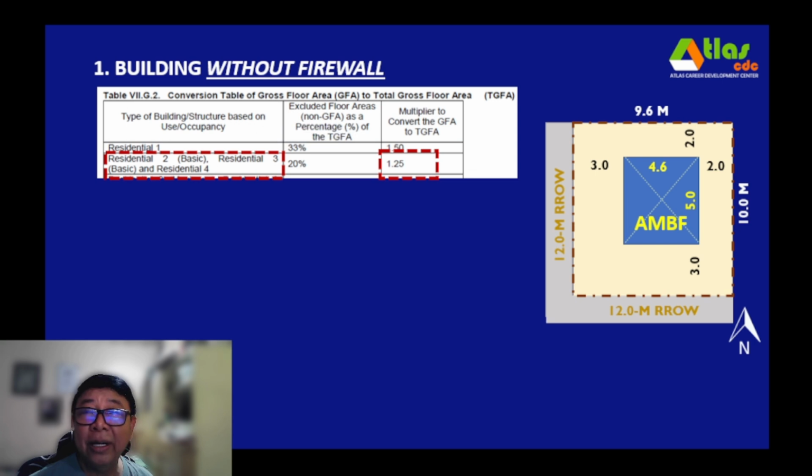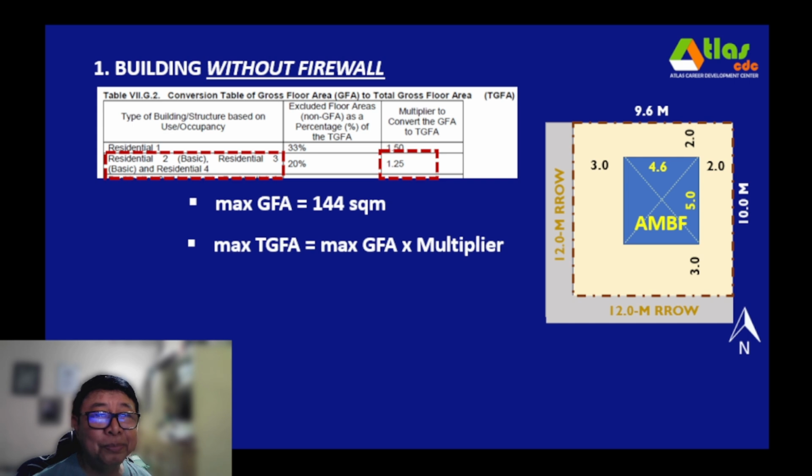Another reference for determining the maximum TGFA is making use of the value of the maximum GFA, converting it to its equivalent maximum total gross floor area. So table 7.G.2 provides the multiplier, wherein you only have to multiply our value of the maximum GFA, which we have derived earlier. The 144 square meters can be converted to its maximum TGFA by multiplying it by 1.25. So that means our maximum TGFA based on this table is 180 square meters.